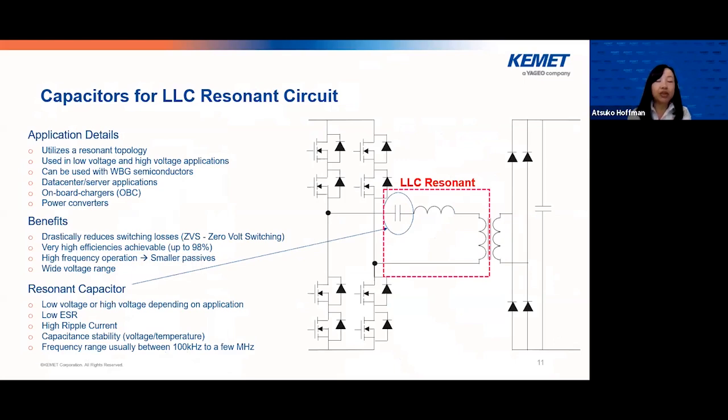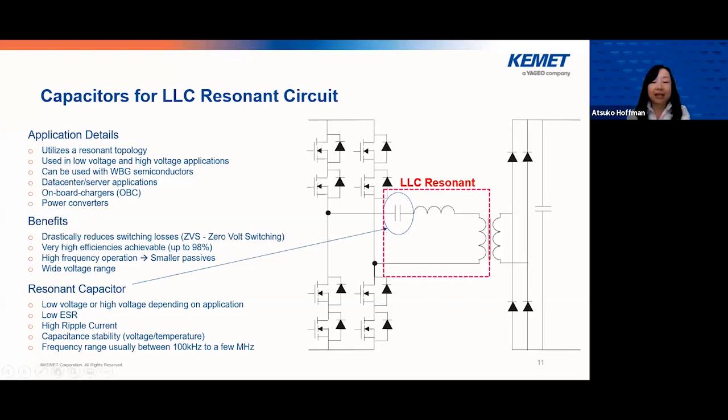It can be used in wide-bandgap semiconductor converters. One of the benefits is 0-volt switching, which reduces switching losses drastically, and you can achieve very, very high efficiency. We're talking about 98% efficiency, depending on the topology.